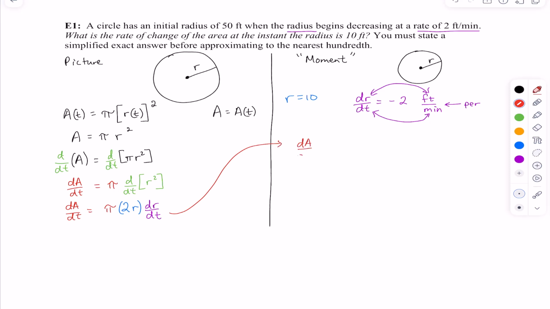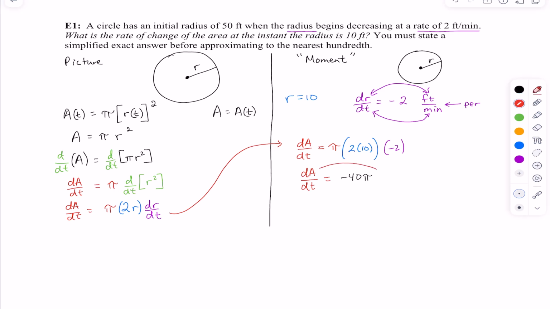All we need to do is actually simplify this expression. We know it's pi times 2 times 10, and then times the derivative of r with respect to t, which is simply negative 2. So dA dt simplifies to be this number here, negative 40 times pi. Now we need to indicate the units.